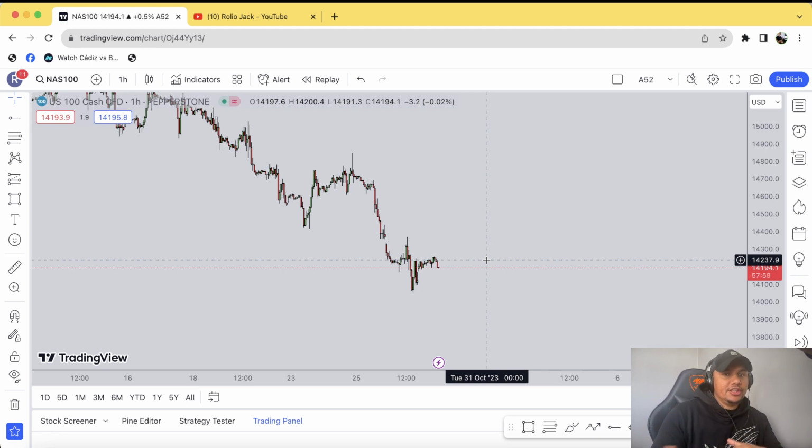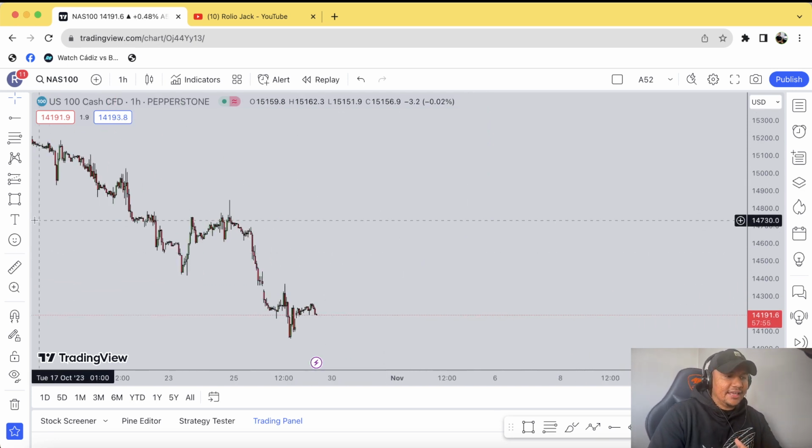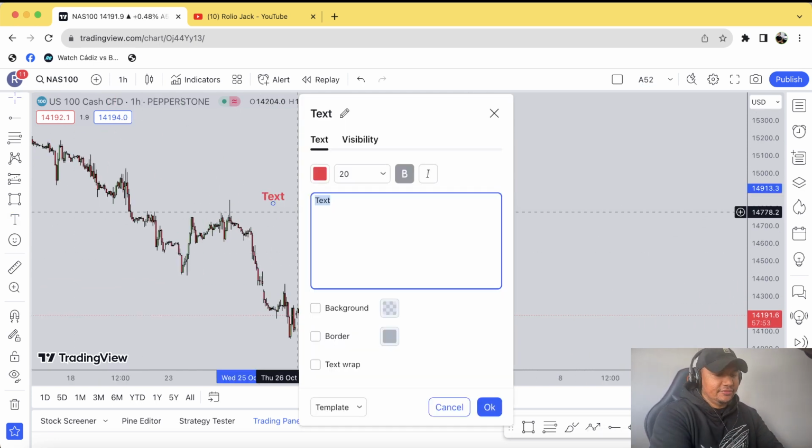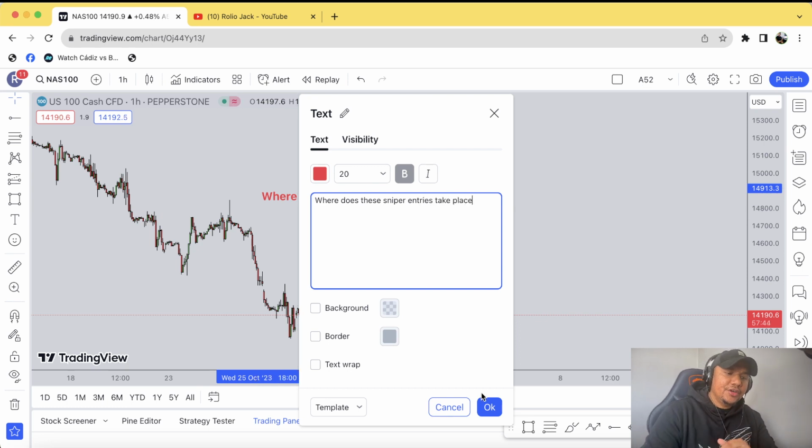Now, the first thing that you need to understand is, where do sniper entries take place, right? We're going to talk about this first. Where do these sniper entries take place? How do you catch them?